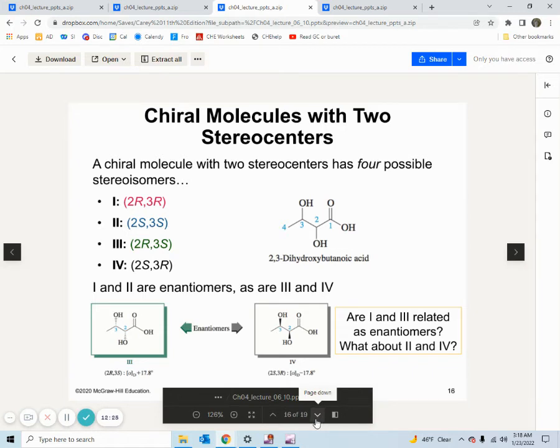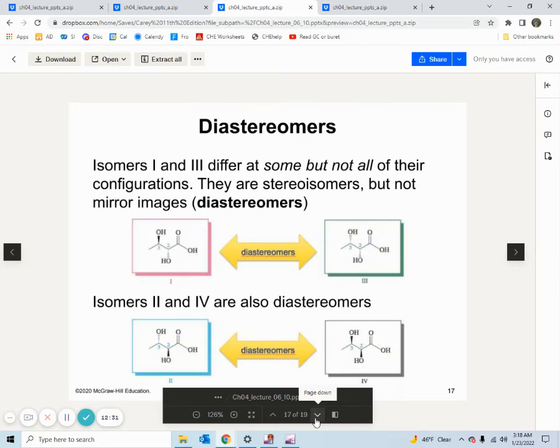You might ask yourself, what might be the relation between 1 and 3, and also 2 and 4? Diastereomers. Isomers 1 and 3 differ at some but not all of their configurations, so they're stereoisomers but not mirror images. Hence, they are diastereomers. Notice that isomers 1, 2, and 4 are also diastereomers.